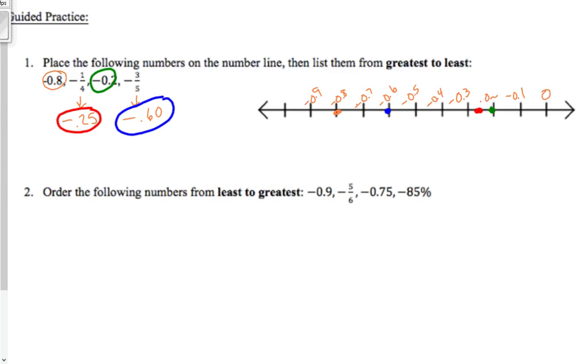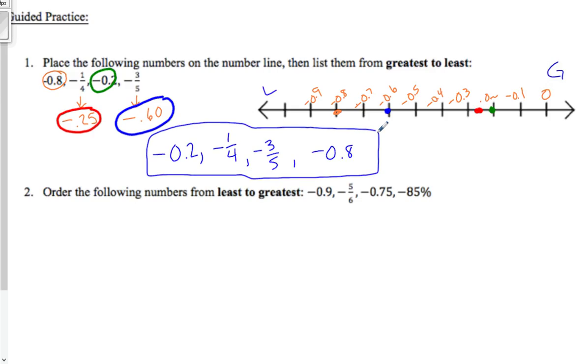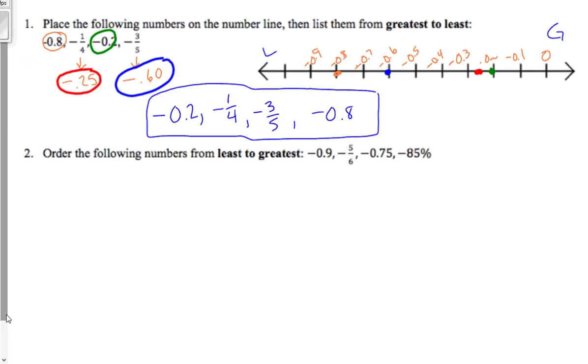So then we can list them in order from greatest to least. So greatest is over here, least is over here. So we would start at that other end. So we get -0.2. Then our next one is -1/4. And our next one is the blue, which is -3/5. And then our next one is -0.8. So I have 1, 2, 3, 4 in my question and 1, 2, 3, 4 in my answer. That is my solution.